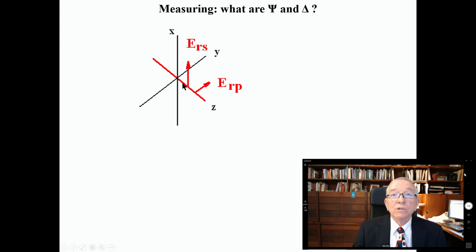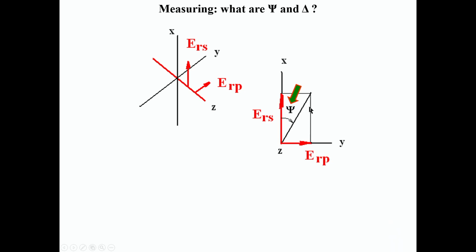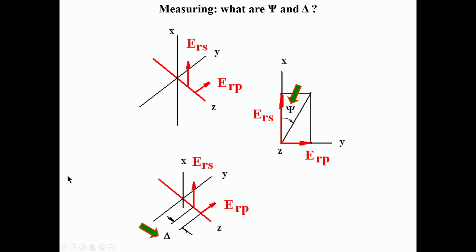So if we take a closer look at this, this represents the reflected wave. If we look straight on the z-axis hitting you in the eye, you would see that the ratio of magnitudes between the two reflections can be represented with the term psi. At the same time, the difference in the phase can be represented as a term delta. So one measurement at one wavelength provides two real numbers, psi and delta.